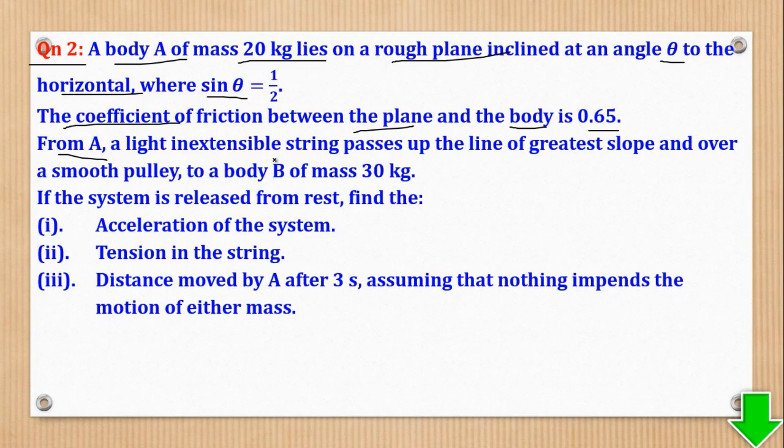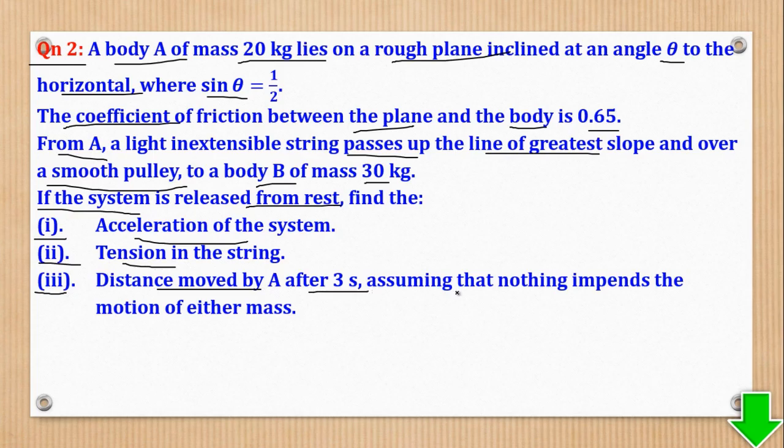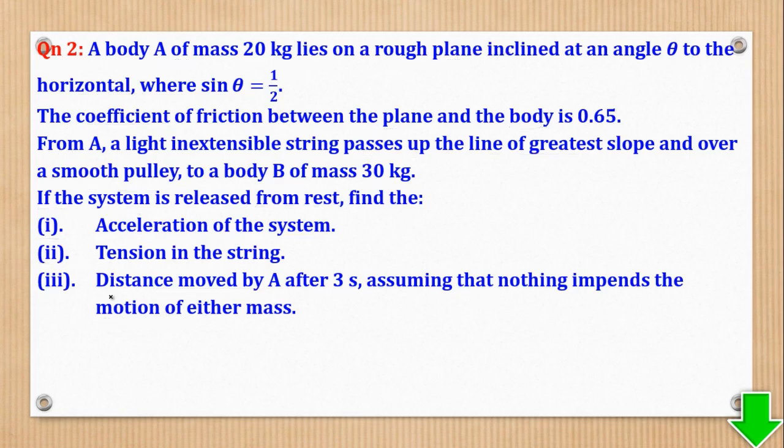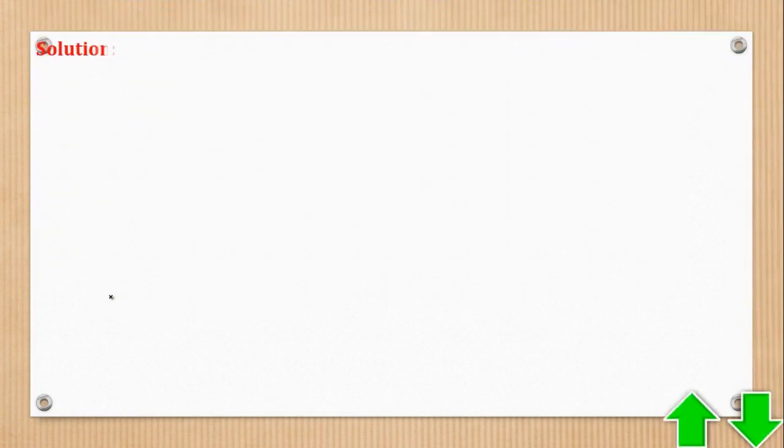From A, a light inextensible string passes up the line of greatest slope and over a smooth pulley to a body B of mass 30 kilograms. If the system is released from rest, find Roman 1, the acceleration of the system, Roman 2, the tension in the string, and Roman 3, the distance moved by A after 3 seconds, assuming that nothing impedes the motion of either mass. So you need to first draw the force diagram. Sine theta is equal to a half, meaning theta is 30.